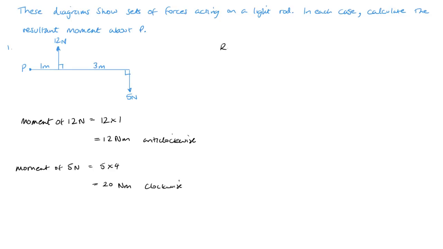Okay, and then let's look at the resultant moment. Now I'm going to take clockwise as positive, and in this one I'm just going to state the values. So 20 take away 12 is 8 Newton meters clockwise. So I've taken clockwise as positive. I haven't said it here, but that is what I am doing, and that would be more than acceptable in the exam. Now let's have a look at number 2.